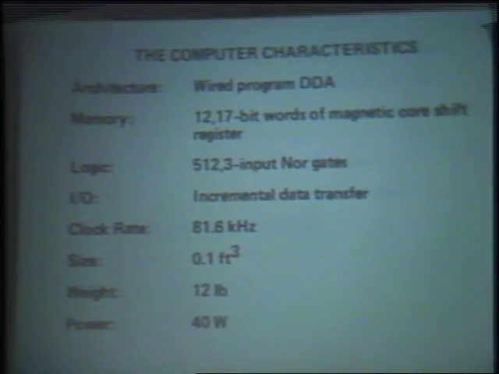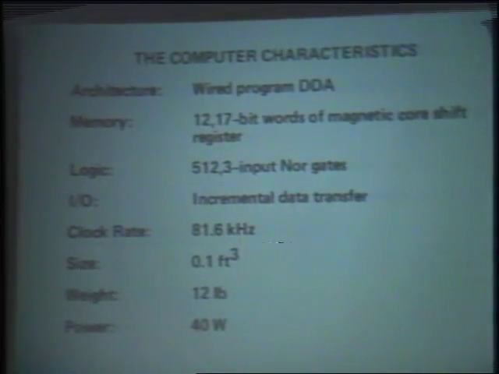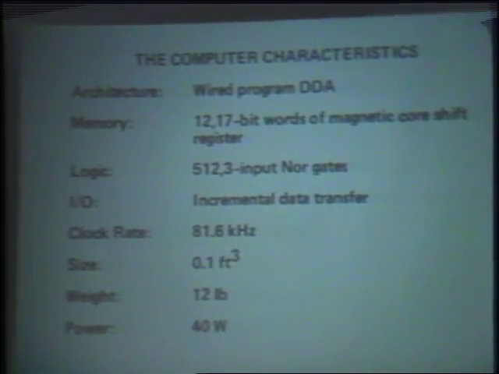As I've mentioned, it's a wired program DDA and serial computation. It had only 12 words of memory, 17 bits, had magnetic core shift register, had 512 3-input NOR gates for the logic. The I/O was incremental data transfer, except for initial conditions, which are read in from fire control was whole word. You see the clock rate was rather slow for today's standards, and this computer then is 1/10 of a cubic foot, 12 pounds, and 40 watts. And that provided the background now for the lab's venture into Apollo.